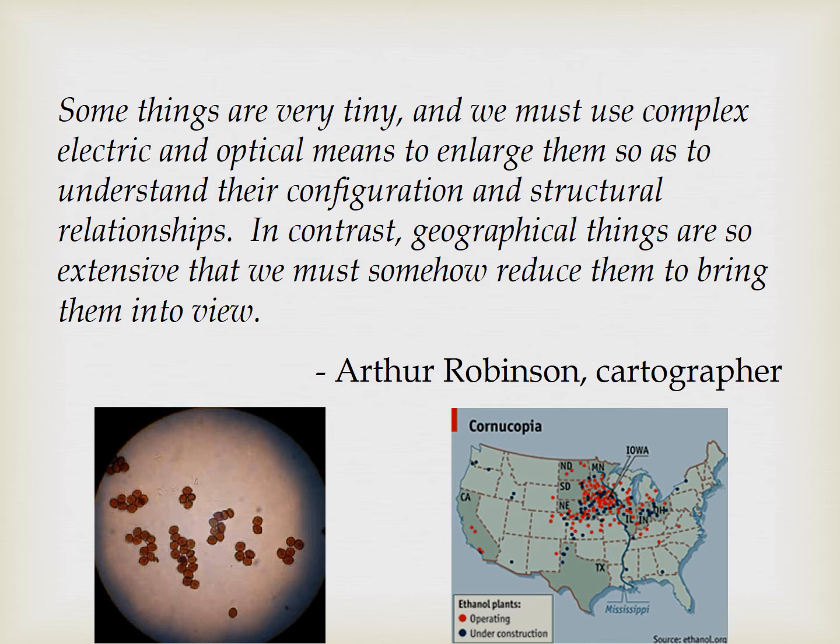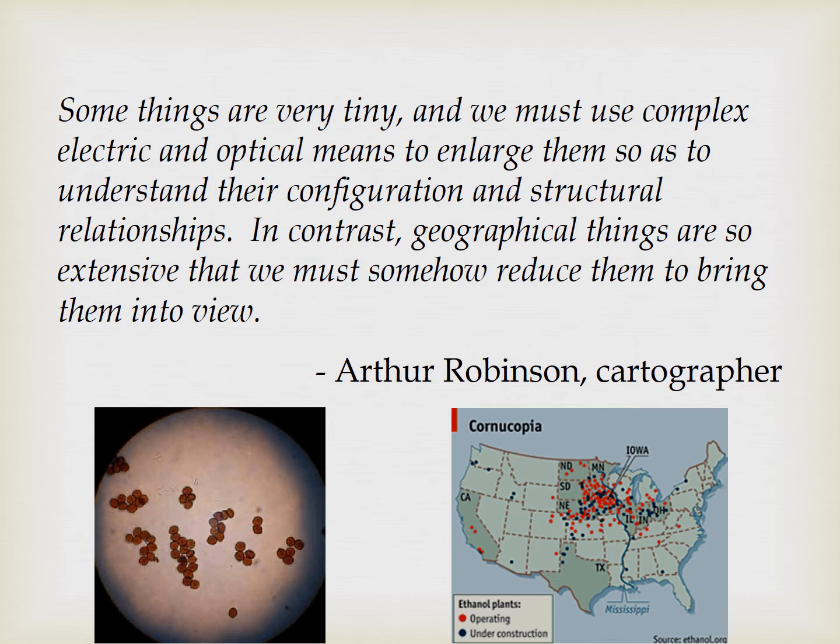In contrast, geographical things are so extensive that we must somehow reduce them to bring them into view. Let's look at that map at the bottom. It's a map of ethanol plants. We can't see every ethanol plant in the United States with our bare eyes. So we need a way to reduce them, as Dr. Robinson says, so that we can study them. Because once we can see them, then we can study them.